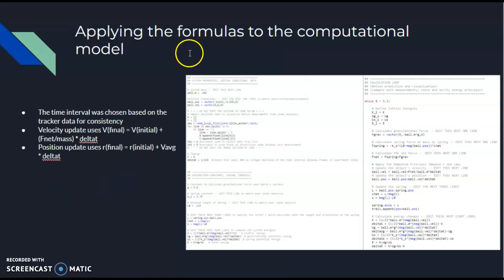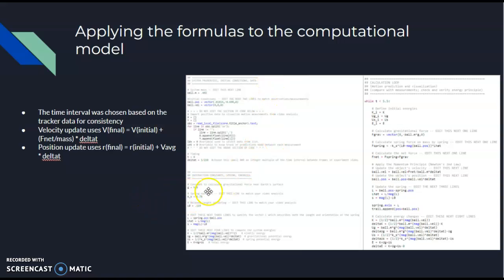Alright, so applying the formulas to the computational model. The time interval was chosen based on the tracker data for consistency. The velocity update uses Newton's second law: v final equals v initial plus F net divided by mass times delta t. The position update uses r final equals r initial plus v average times delta t. The code is here.